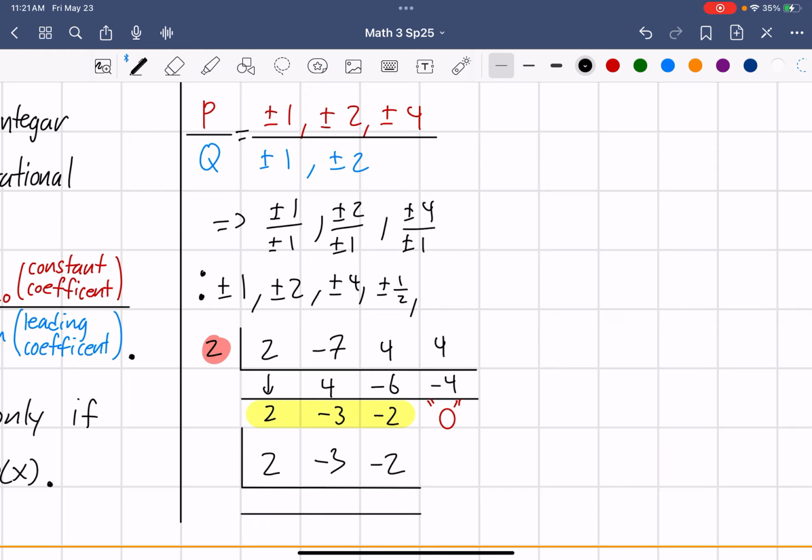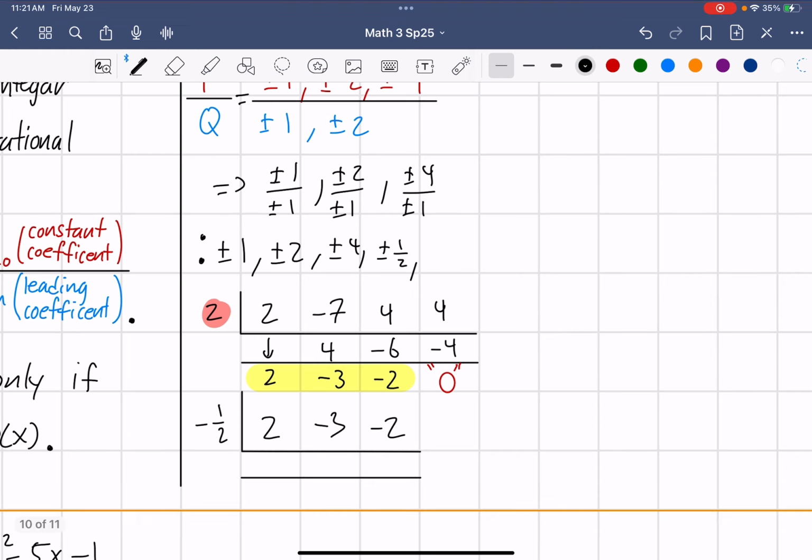But if you notice, we saw that -1/2 would work because we factored this quadratic. Let me make a quick note here, that is 2x squared minus 3x minus 2, which you can factor using whatever methods work for you. So the first one always comes down. 2 times negative 1/2 is negative 1. We add vertically. Negative 1 plus negative 3 is negative 4. Times a negative half is positive 2. You add them, and look, we get our 0.